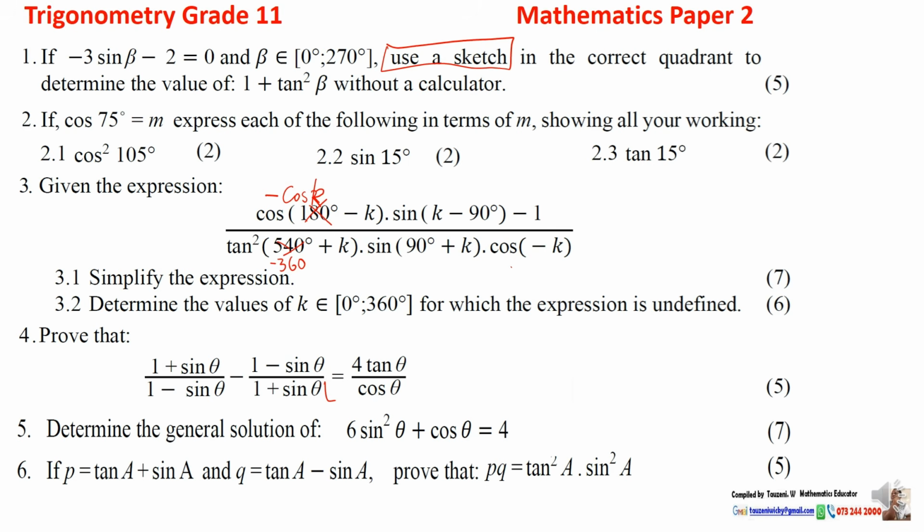If you see 90 degrees, 90 degrees is a co-function. So the 90 degrees falls away, sine changes to cos, cos changes to sine. Then undefined. What do you do if they say find the values of x for which something is undefined? Equate the denominator to 0.